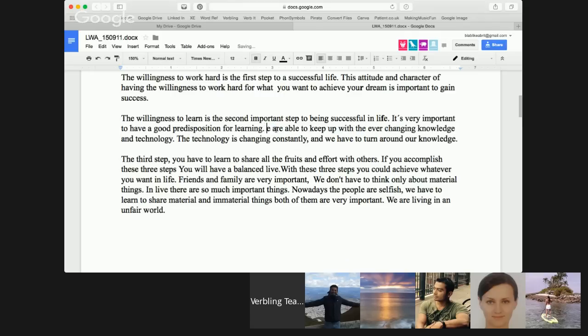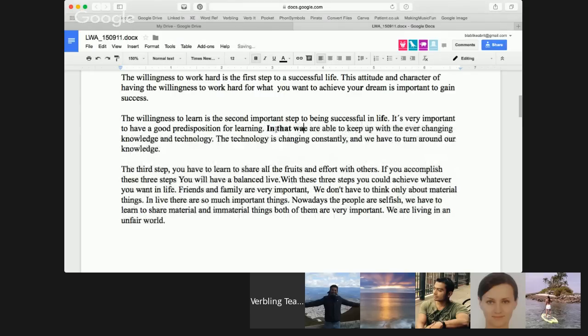Okay, yeah, I agree, but we need to put something like in that way or in this way, as in if we do have a good predisposition for learning, we're able to keep up with the ever-changing knowledge and technology. The technology is changing constantly. I think technology is changing constantly, and we have to turn our knowledge around.